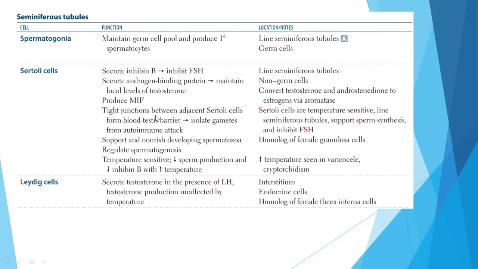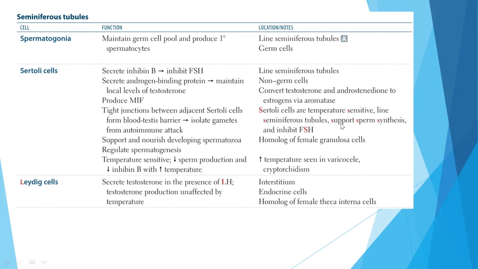Now, this statement will give you the answer to the previous question that we have discussed. It will support and nourish the developing spermatozoa and it will regulate spermatogenesis. It is temperature sensitive, so it will decrease sperm production and decrease inhibin B if there is increased temperature. It lines the seminiferous tubule and they are the non-germ cells. It can convert testosterone and androstenedione to estrogens by the aromatase enzyme. The Sertoli cells are temperature sensitive.